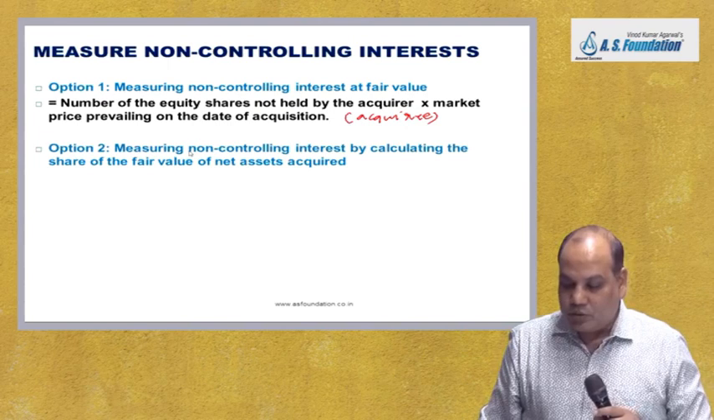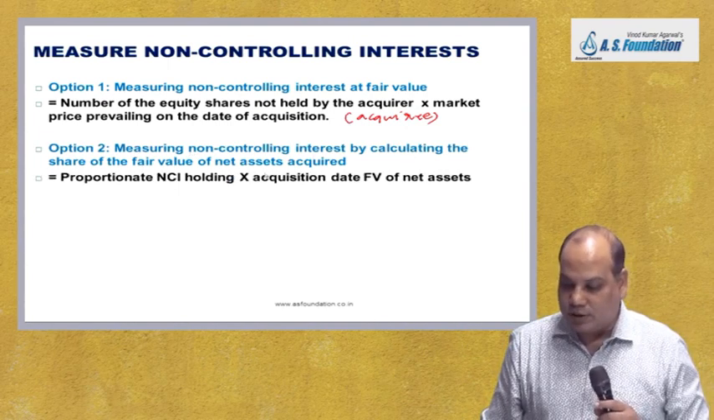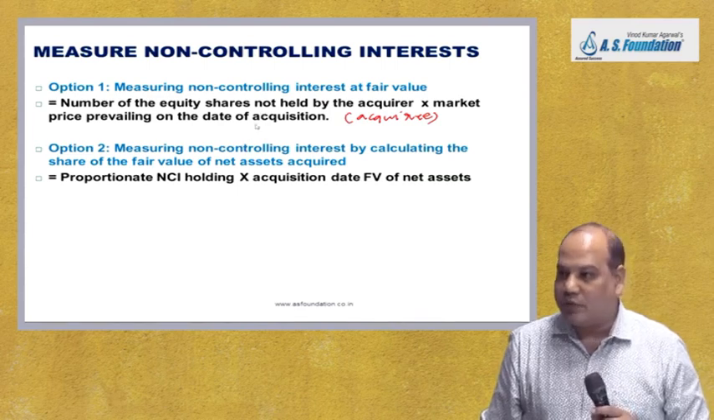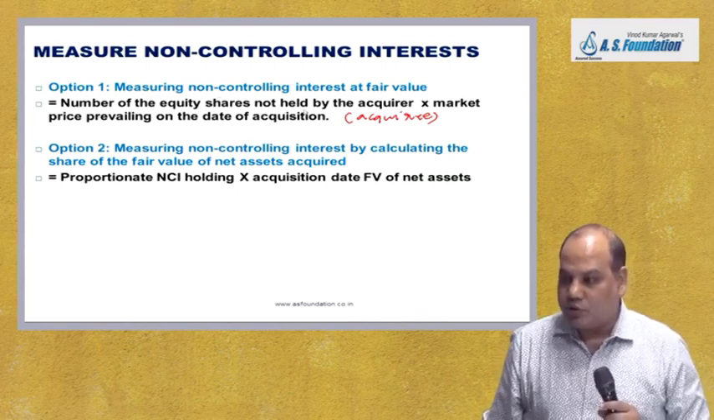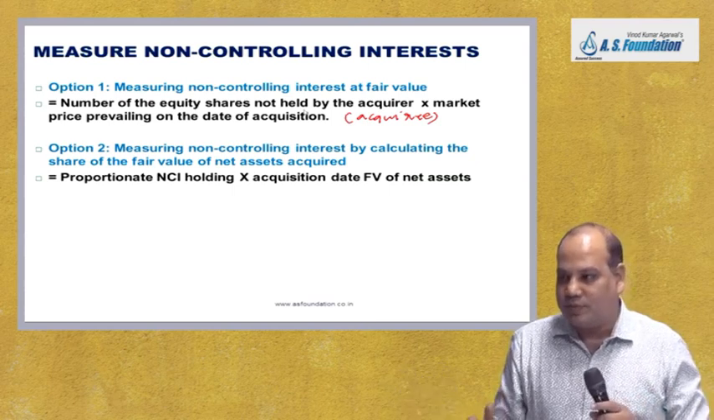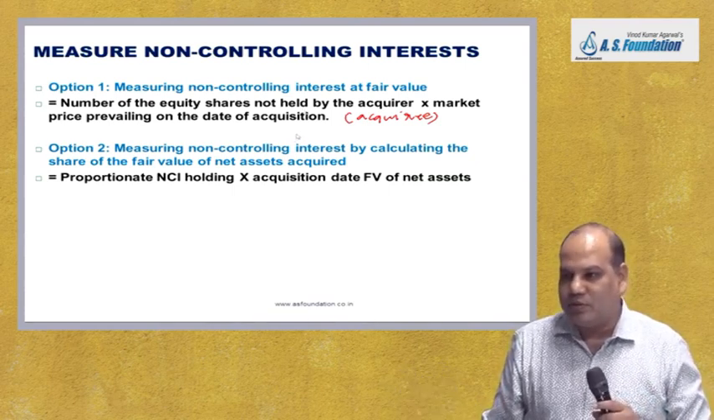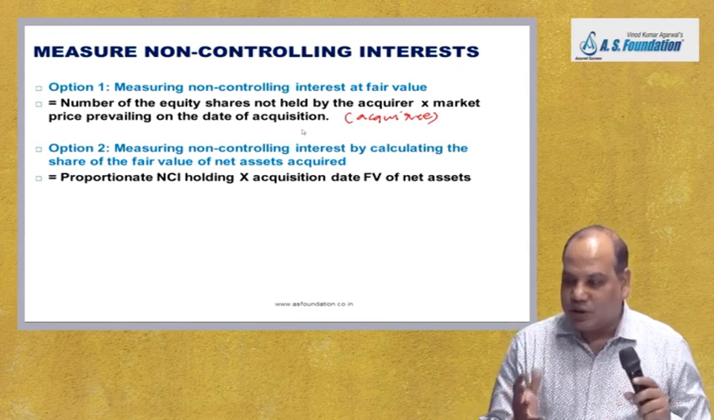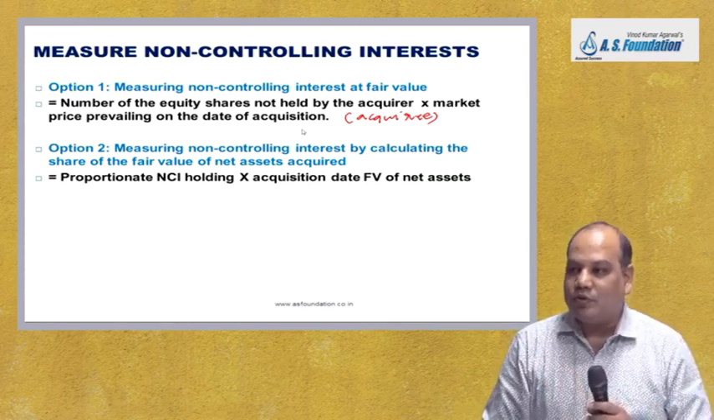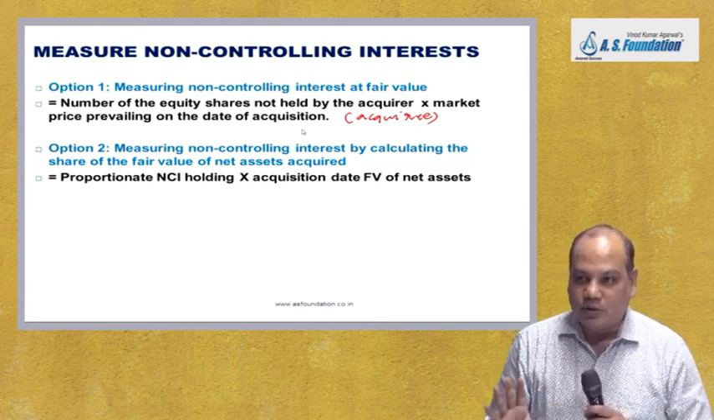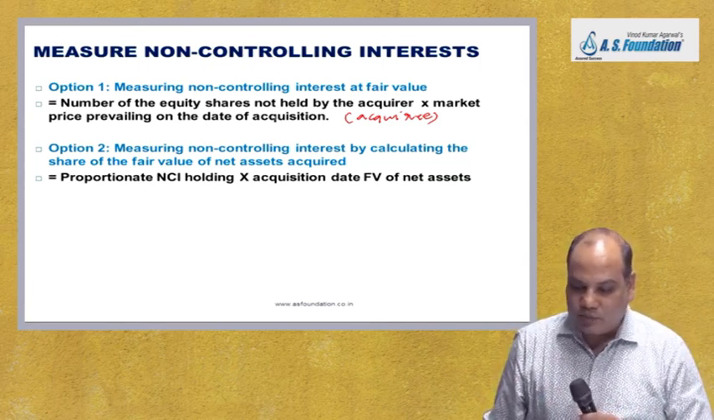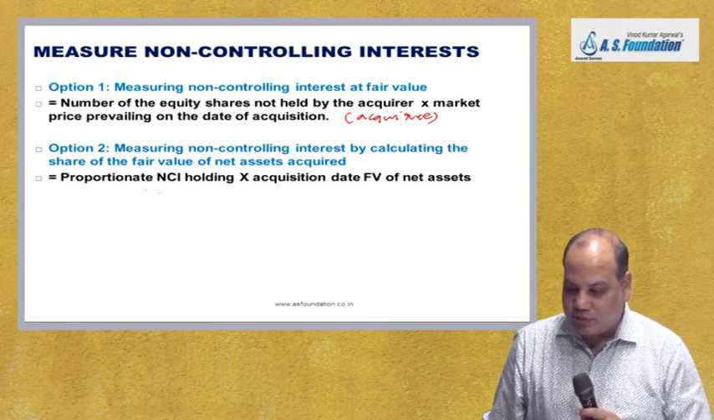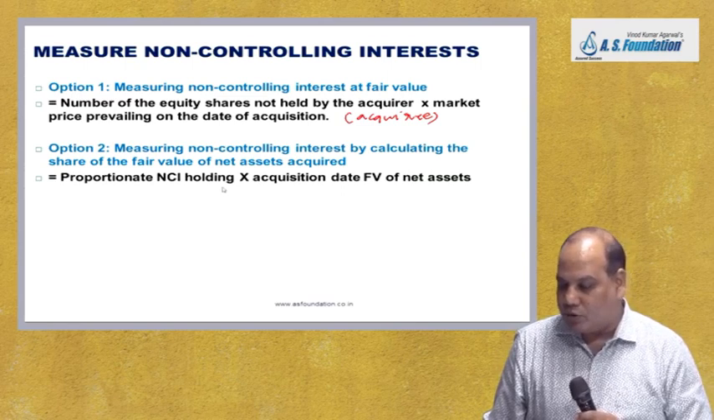Second, measure NCI by calculating the share of fair value of net asset acquired. Two options are given in IFRS because there was no agreement among the members of the IASB or the people who had given comments at that time on which method should be used. So finally they have allowed both methods because they could not arrive at a consensus on only one method. So one is the proportionate share in net asset method. Now how do you compute it?